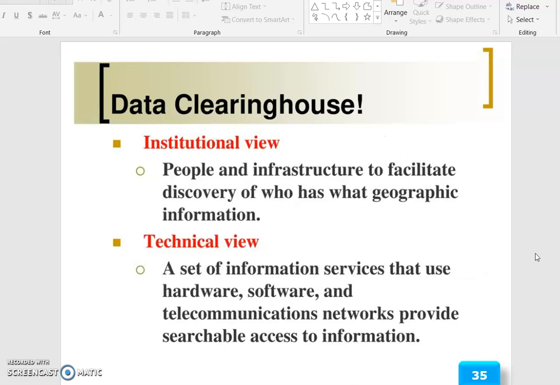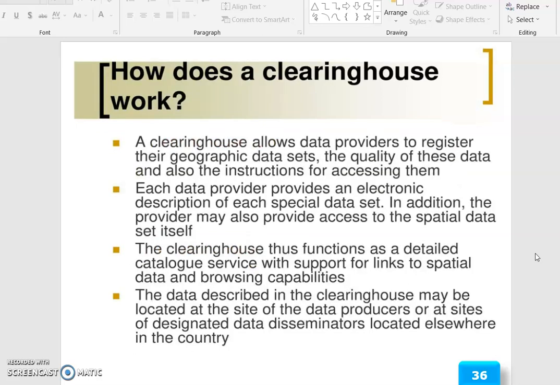Data clearinghouse, institutional view: people and infrastructures to facilitate discovery of who has what geographic information. Technical view: a set of information services that use hardware, software and telecommunication networks to provide searchable access to information.